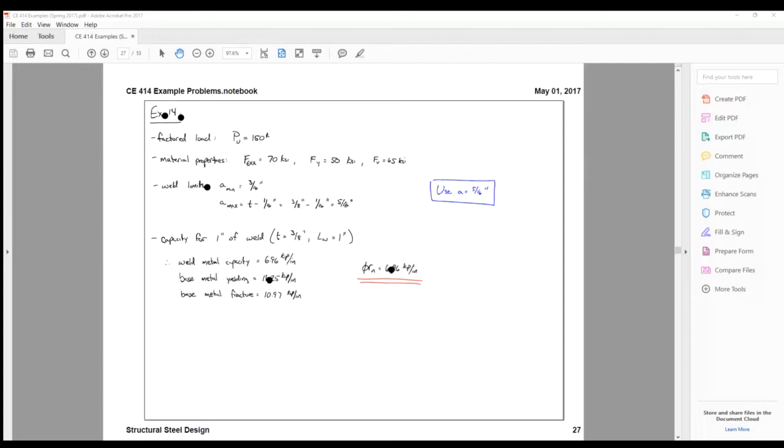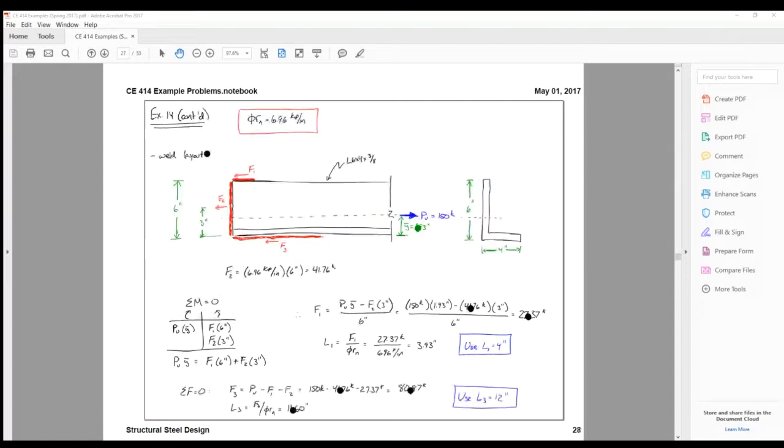For instance, the formula for weld metal capacity is the phi value times 0.6 times FEXX, which is right there, times 0.707 times A, which is 5/16, times the length of the weld, which is 1 inch. So it's all literally right there. And so that comes out to be 6.96 kips per inch. And then the same thing with the others. And you just choose the smallest one because the smallest capacity is going to govern how you design.